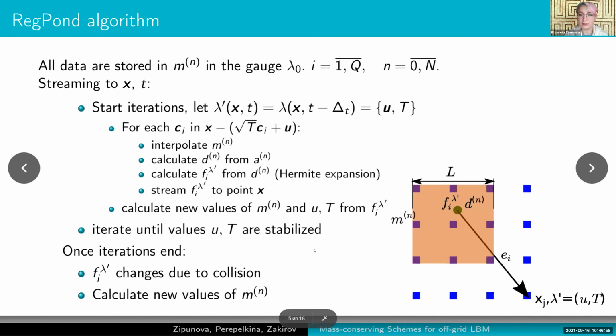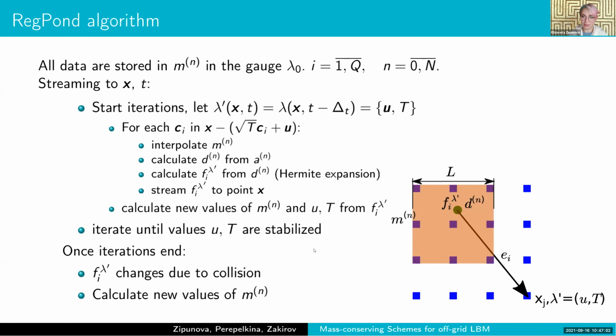On these concepts, last year we proposed the RegPont method. In the RegPont method, all data is stored in moments M in the standard gauge. For each mesh point at each time step, streaming starts with a prediction of a new gauge as the gauge from the previous time step. Using this gauge, we calculate the point from which we stream.